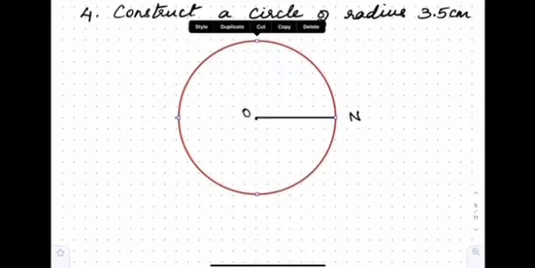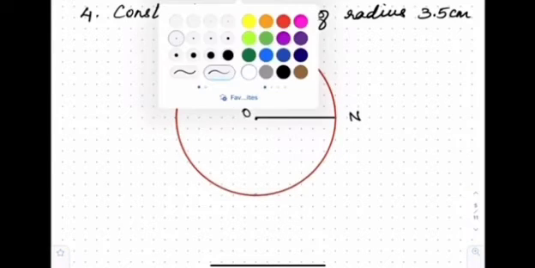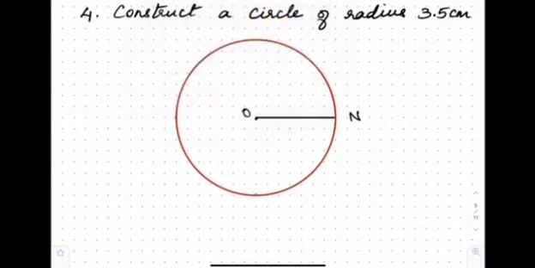Okay, exact measurement. Now we have not written r is equal to 3.5 centimeter. This is a circle of radius 3.5 centimeters.